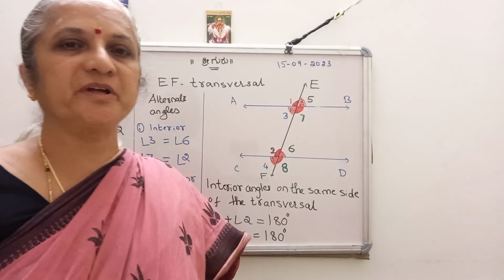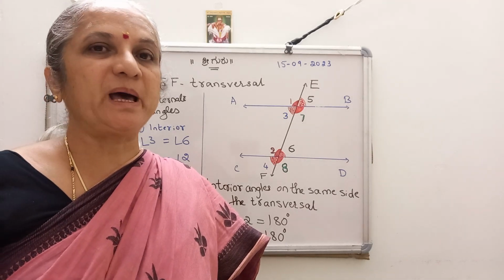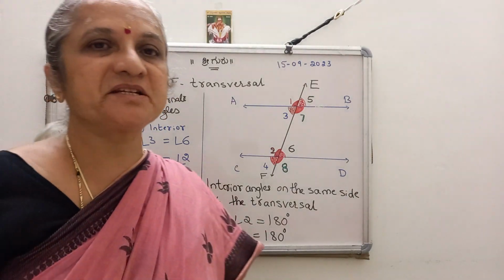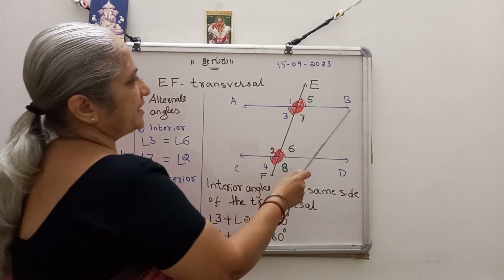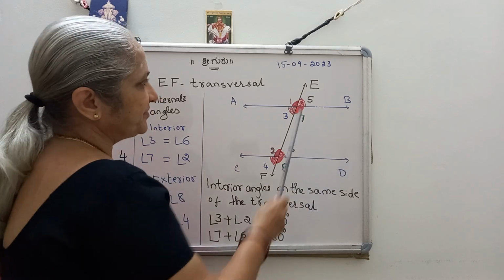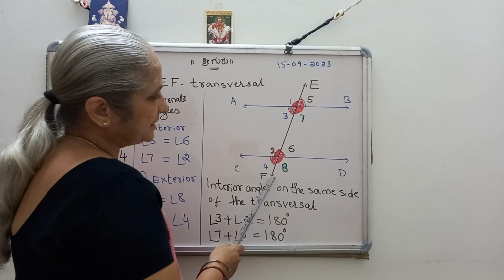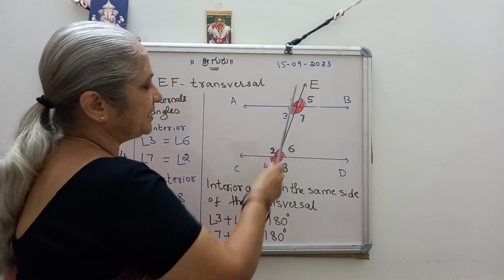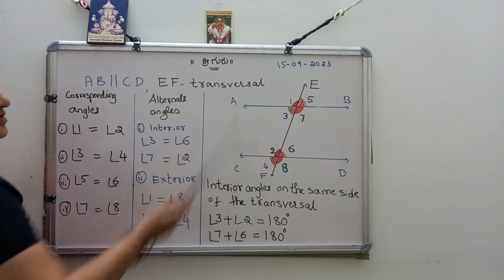Namaste children. Today we'll study about the angles formed when two parallel lines are intersected by a straight line called a transversal line. Here line AB and CD are parallel. EF is the intersecting line which cuts the two parallel lines at two distinct points. This is called the transversal line. So AB parallel CD, EF is the transversal.